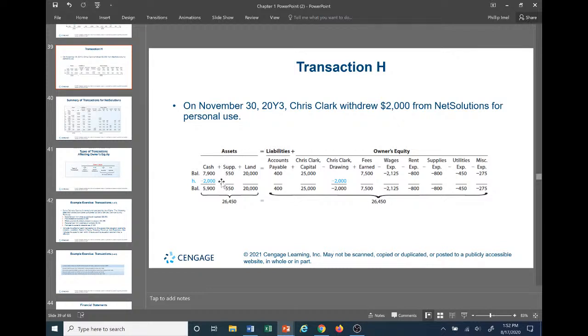Cash is coming out the door, right? So cash balance will be reduced by $2,000 from that of $7,900 to $5,900. Okay, leaving assets at $26,450.